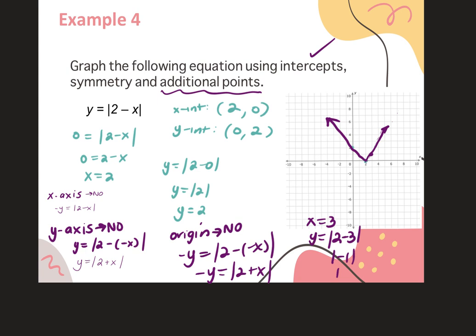So I would say the more comfortable you are knowing parent functions, the more work you're going to eliminate for yourself. If you don't know parent functions, you just plug in points in both directions and hope that you figure out your graph. Does that make sense? Okay. All right, so, yeah, Orlina.